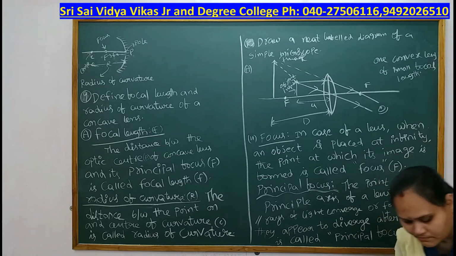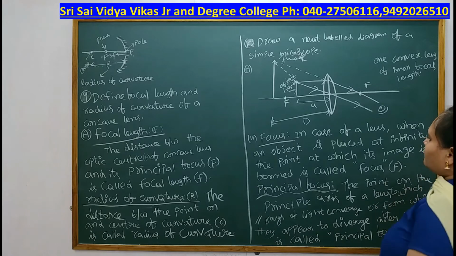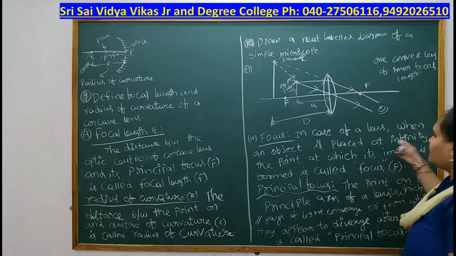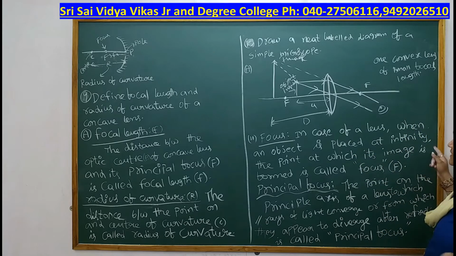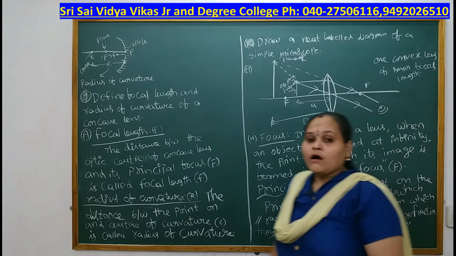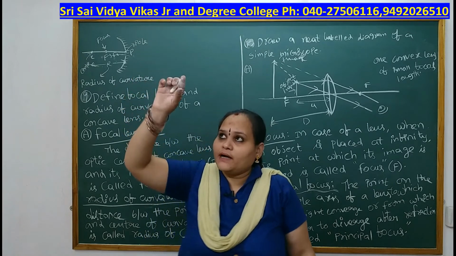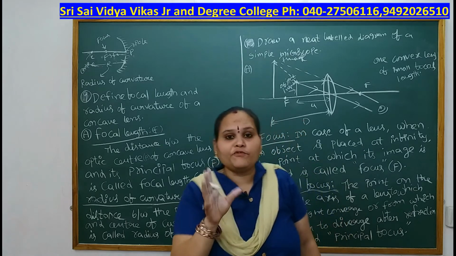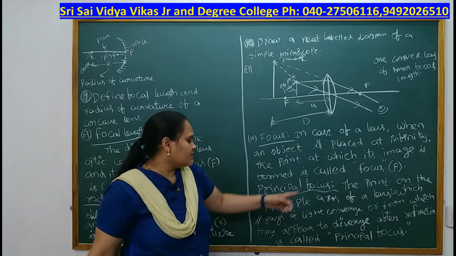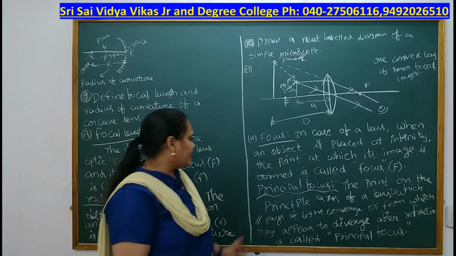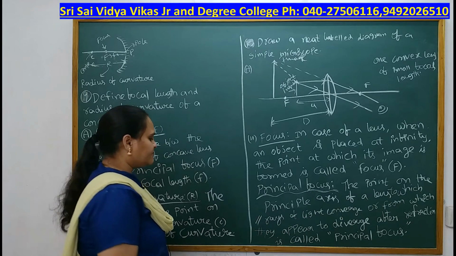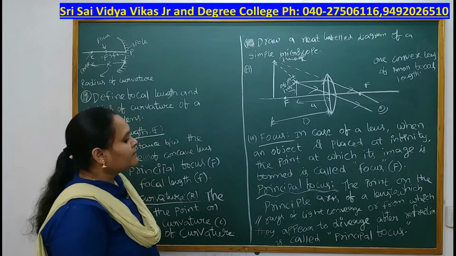Next, explain the terms focus and principal focus. Focus: in the case of a lens, when an object is placed at infinity, the point at which its image is formed is called the focus. That means the object is placed at a very large distance, but at that distance the image can be observed at some point. That point is nothing but the focus. And principal focus: the point on the principal axis of a lens to which parallel rays of light converge, or from which they appear to diverge after refraction, is called the principal focus.